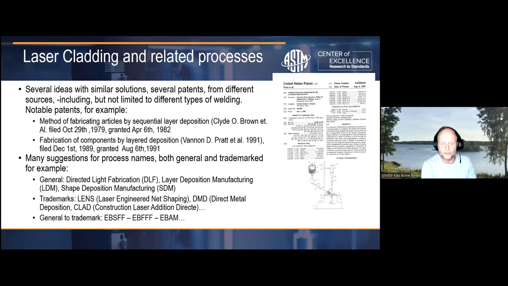And many suggestions for process names, both general and trademarked. They were called direct light fabrication, layer deposition manufacturing, shape deposition manufacturing. There were trademarks such as LENS, Laser Engineered Net Shaping, DMD, direct metal deposition, and CLAD, Construct, Laser Additive Direct. And then some person came up first with a general name and then ended up with a trademark.